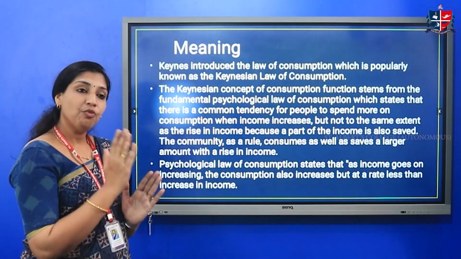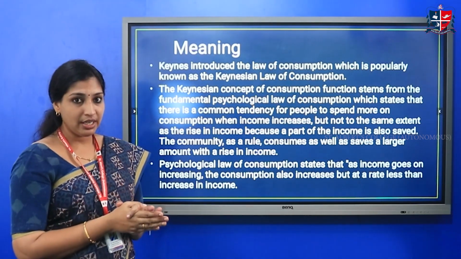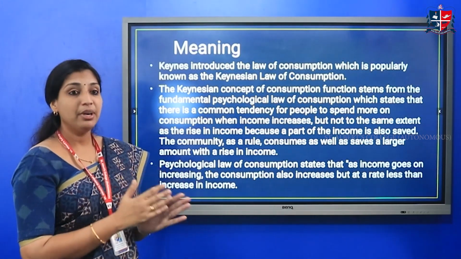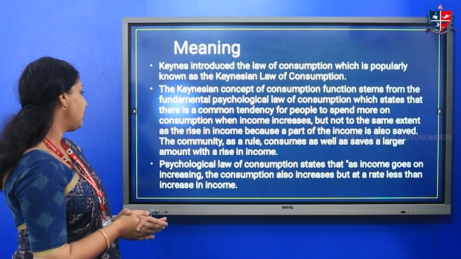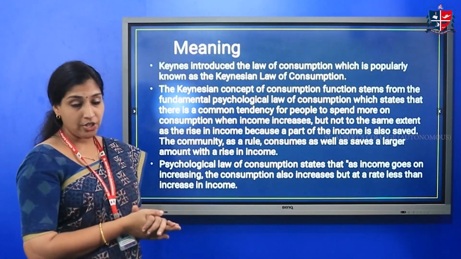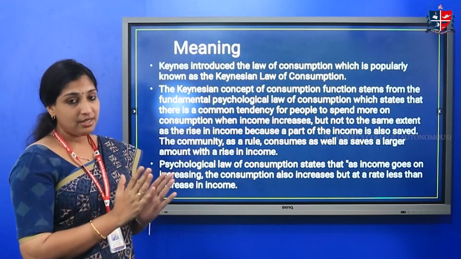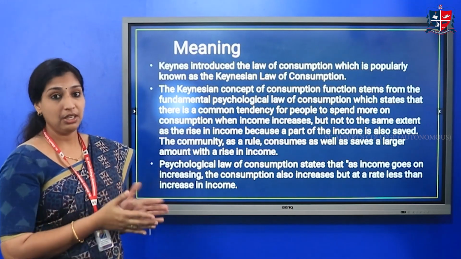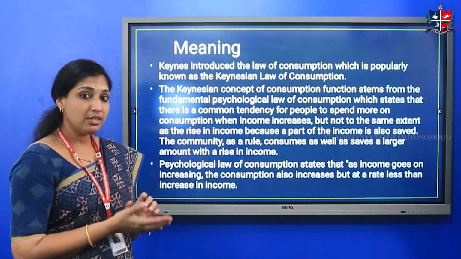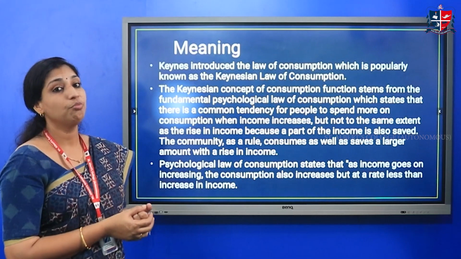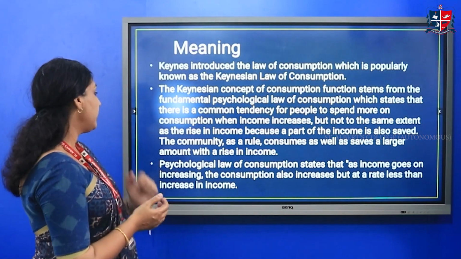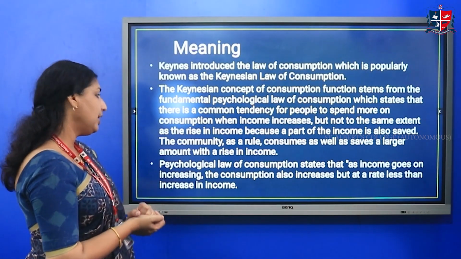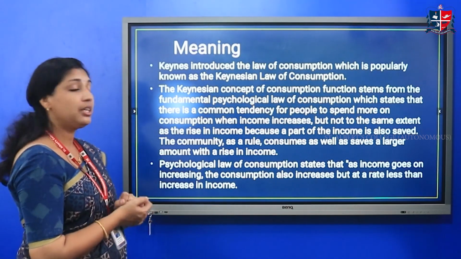That is why whenever there is an increase in income, there will be an increase in consumption, not to the same extent, but by a less than proportion. So why is this known as a psychological law? Because it basically deals with the psychological aspirations of the people residing in a particular state. Their decisions, their tendency, their preference to consume matters. So the psychological law of consumption states that as income goes on increasing, consumption also increases, but at a less than proportion.